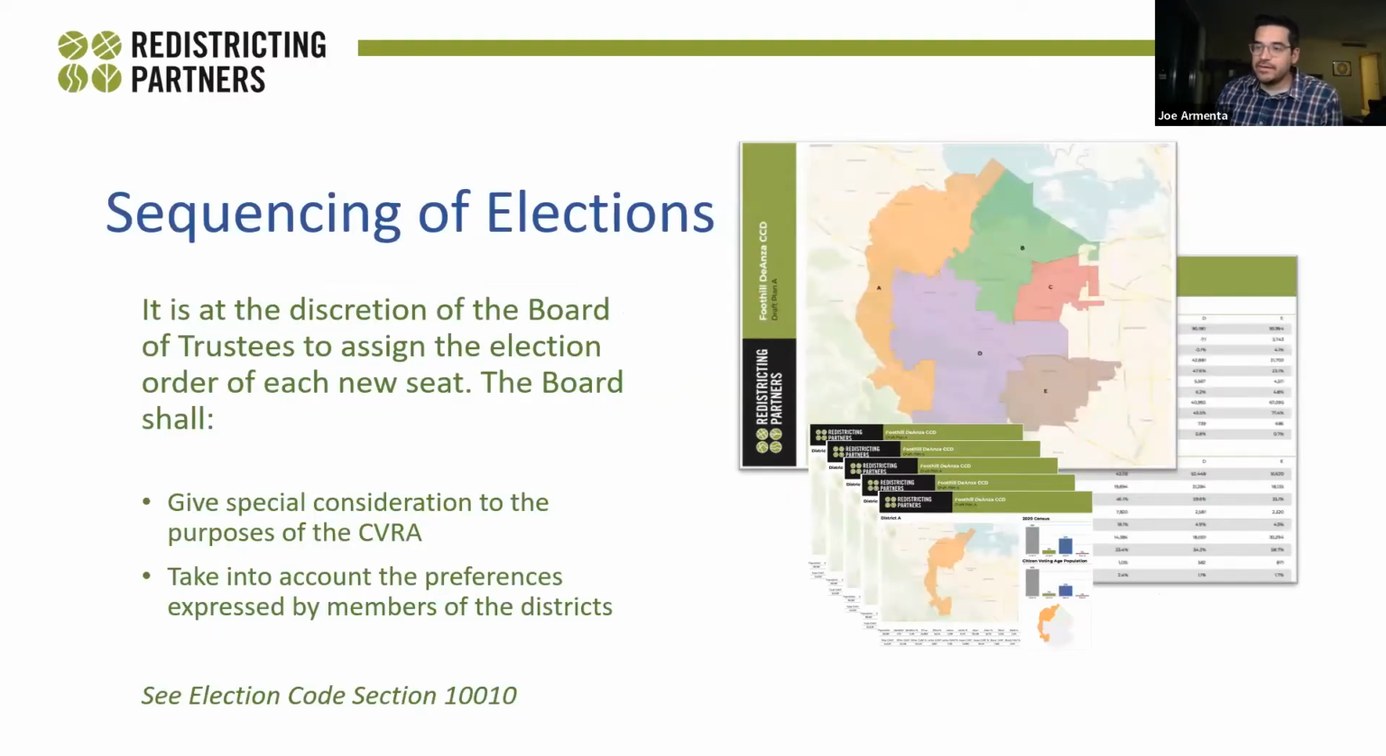Today, though, we're talking about the sequencing of elections, and basically this is determining when the districts will be up for election, when the members of that district will either be up for re-election or just when, if it's an open seat, when candidates would be on the ballot for voters to decide. It is up to the Board of Trustees to assign the election order for which the new seats are allocated. And then some things you should take into consideration are purposes of the California Voting Rights Act, but also just preferences expressed by members of the districts, folks that reside in those districts.